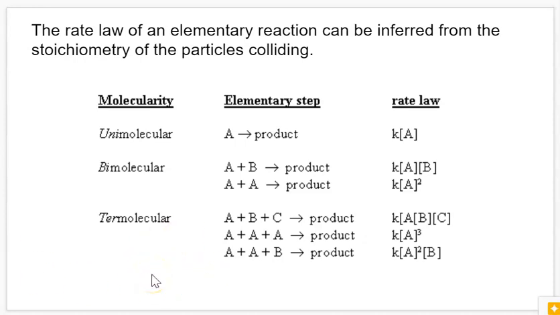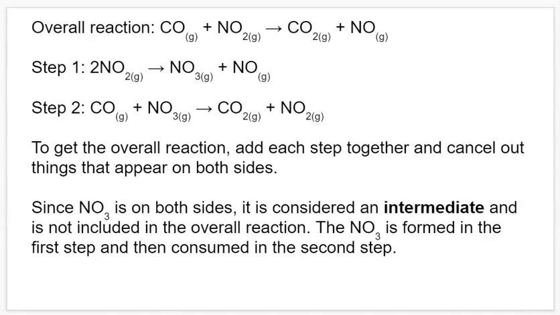So let's talk a little bit more about how multi-step reactions can be applied to this logic. So imagine this overall reaction. It happens in 2 steps. So 2 nitrogen dioxides are going to collide to make 1 nitrogen trioxide and 1 nitrogen monoxide. And in the second step, the nitrogen trioxide that we formed is going to collide with a carbon monoxide to make carbon dioxide and nitrogen dioxide.